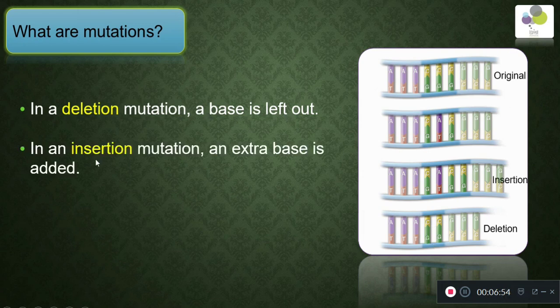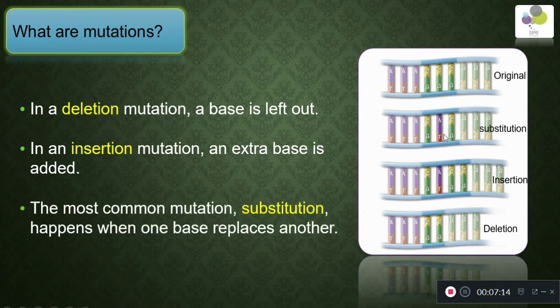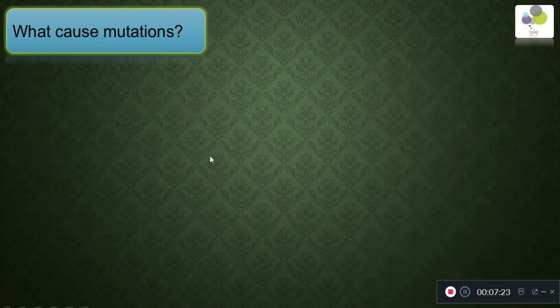In the second one, insertion, an extra base, guys, is added. Which one? This or this? Yes, this one. Why? Because we have 1, 2, 3 base pairs, and then the other one is added. And finally, guys, and this is the most common type of mutation, substitution, when a base pair is substituted, or replaced, by another base pair.